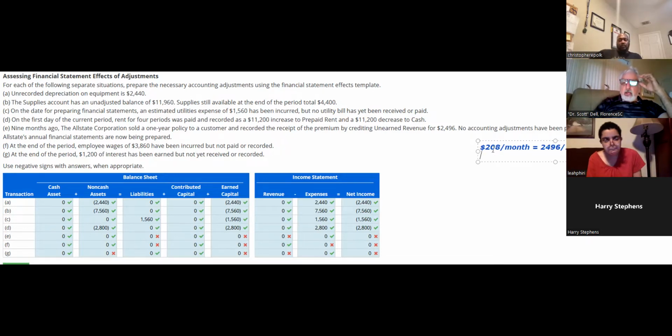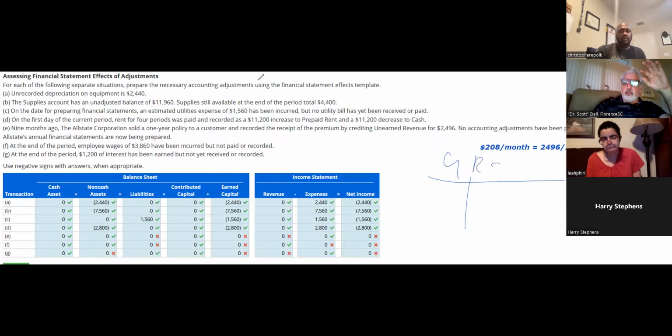Yes, sir. Now, the question is, nine months ago, we have to determine, we have three quarters, nine months of use of the policy that is going from unearned to earned. So our T account, let's look at the picture. We started with unearned revenue. Is that on the left side or the right side?